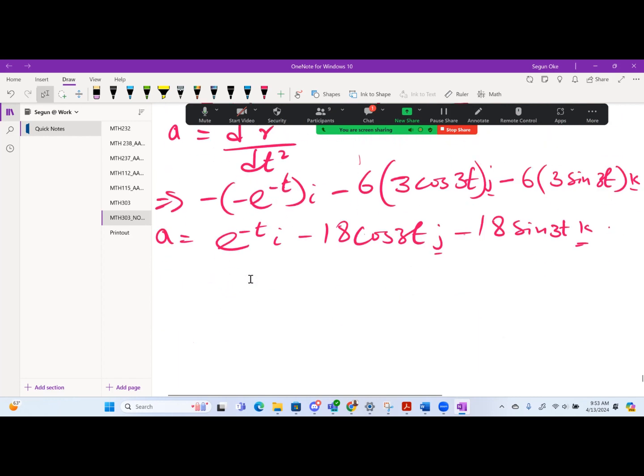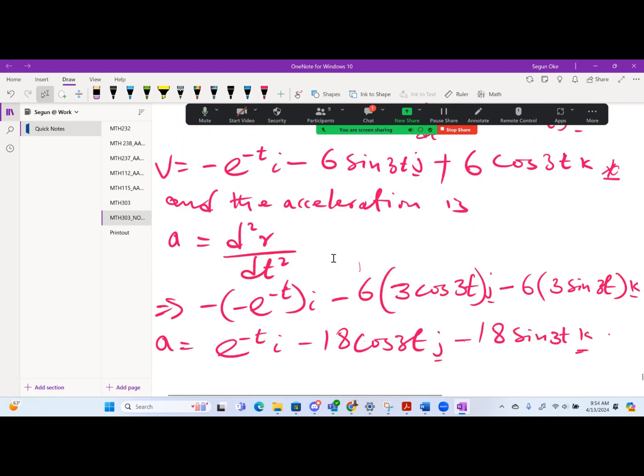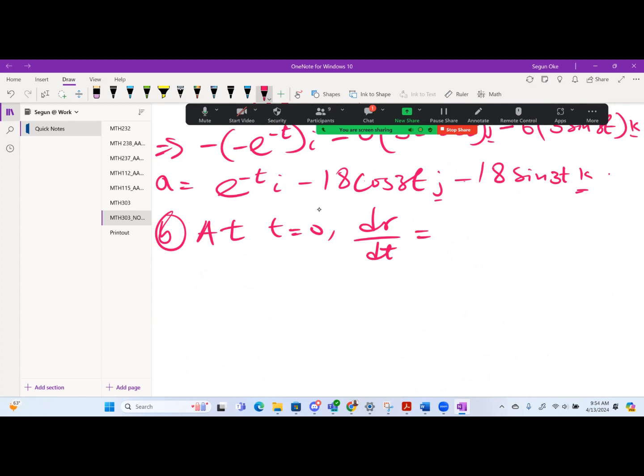Then, the second question says what? Question B says, find the magnitude of the velocity and acceleration at time t equals to 0. At time t equals to 0, you see it here? So, you have to do two things at that point. B will be what? At t equals to 0, the dr/dt will be equals to what?